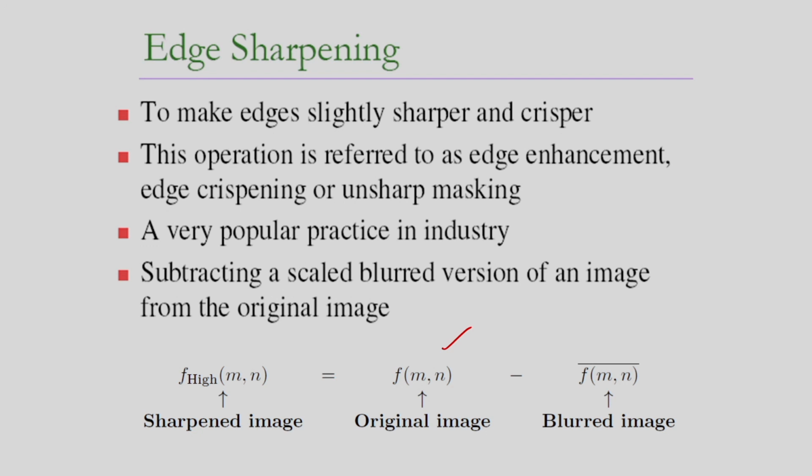So what I have to do, I have to subtract the blurred image, that is the average version of the image, from the original image. Then in this case I will be getting the sharpened image. This operation is important for edge enhancement. So I can highlight the edges.